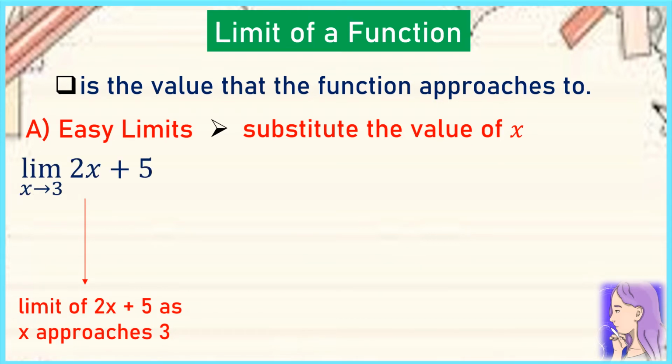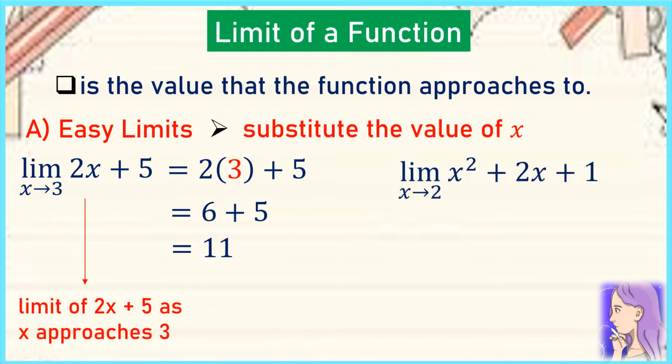To read this one: limit of 2x plus 5 as x approaches 3. From here, we are going to substitute the value of x. So x will become 3. We get 2 times 3 plus 5, and 2 times 3 is equal to 6, and 6 plus 5 is equal to 11.